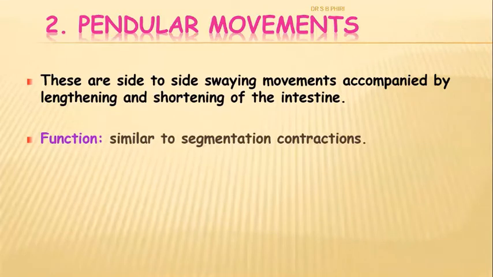I'll explain the actual mechanism. So what is the function? The functions are similar to segmental contractions. So you're talking of agitation of the chyme, mixing of the chyme, changing the layers of the chyme in contact with the absorptive surfaces. So all those functions are similar here. As you're having those swaying movements, you are also mixing the chyme, you are also changing the layers of the chyme in contact with the absorptive surfaces, and you're also mixing the chyme with the digestive secretions. So in terms of function, it's similar to that of segmental contractions.